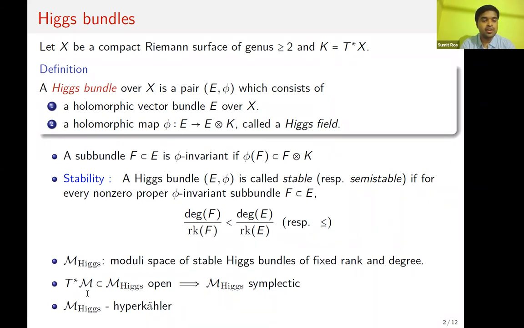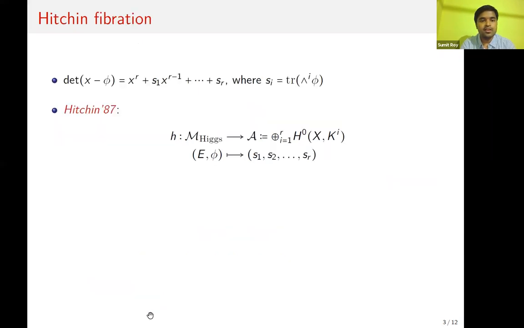Since the cotangent bundle has a symplectic structure, it induces a symplectic structure on the moduli space of Higgs bundles. And in fact, this moduli space of Higgs bundles is hyperkähler. It satisfies a gauge theoretic equation. And let us consider the characteristic polynomial of phi, whose coefficients s_i are basically the trace of the i-th exterior power of phi, which are sections of K to the power i.